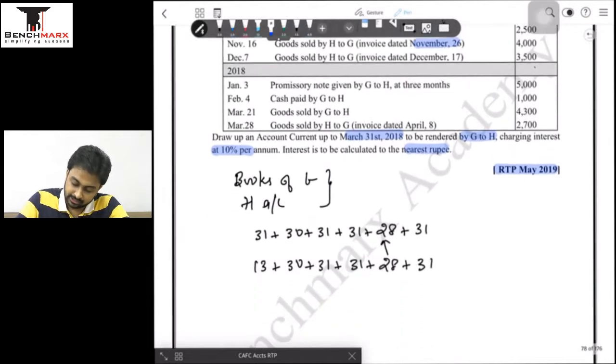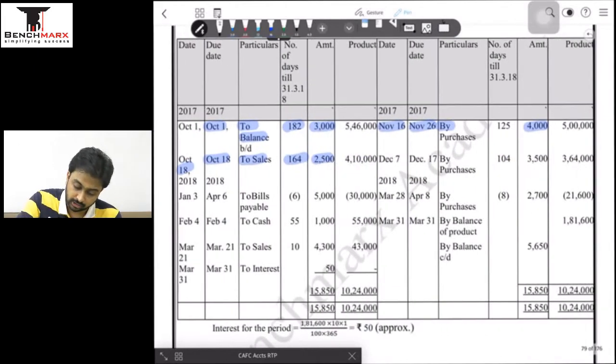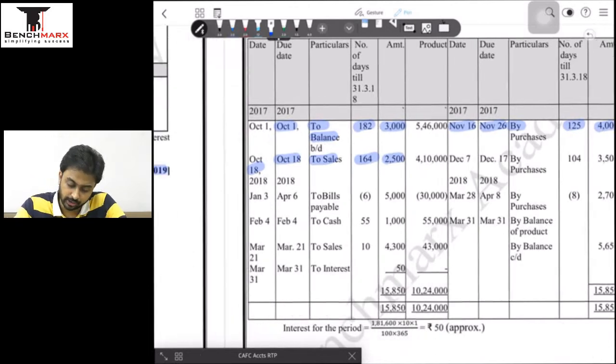So November 26, so we have 4 days of November plus 31 December plus Jan plus Feb plus March. 31 plus 4 is 35. Okay, 31 makes 62, plus 28 is 90, and 31 makes 121, plus 4 is 125. So अपना हो गया 125. ठीक है. And product is number of days into amount. ठीक है, ये भी अपना हो गया.